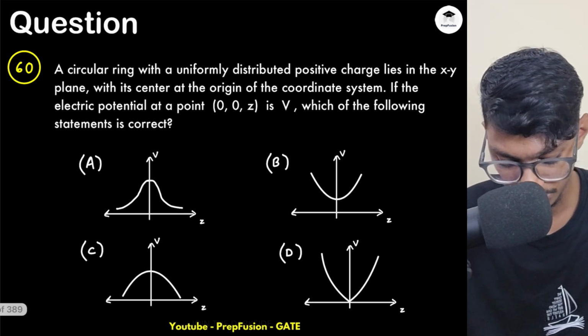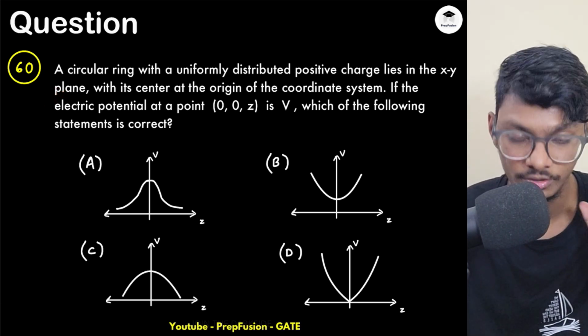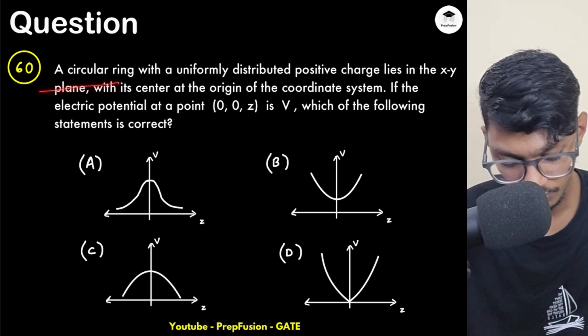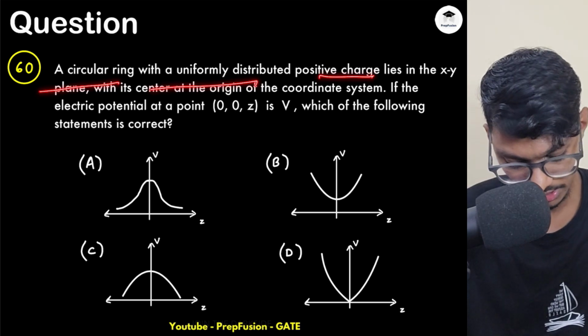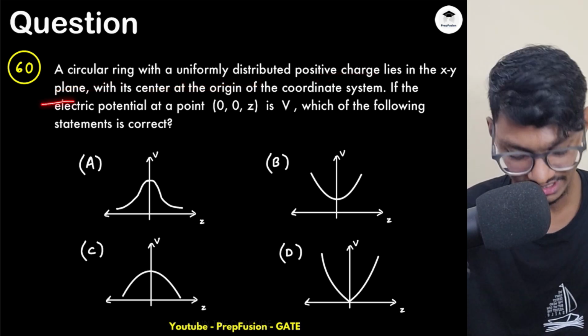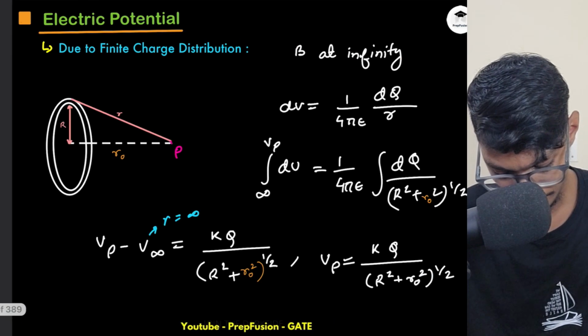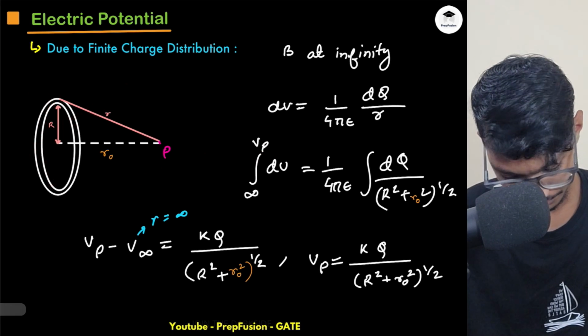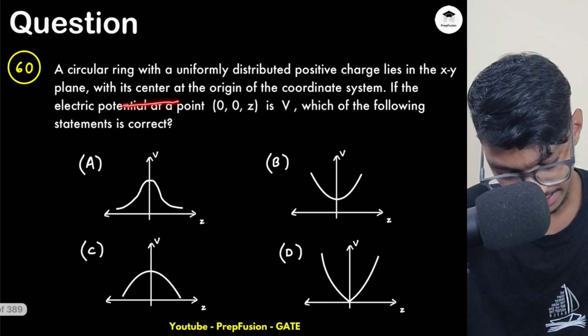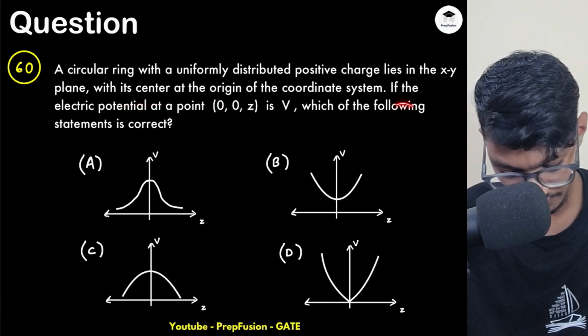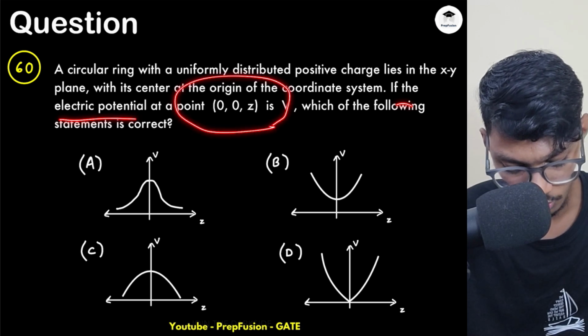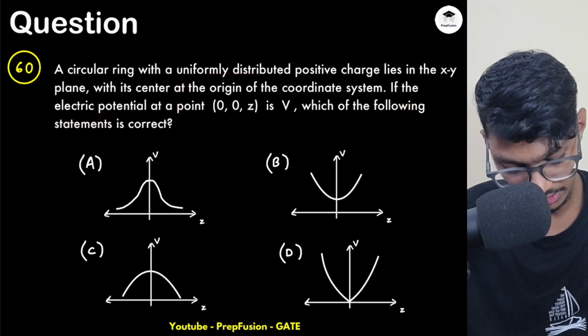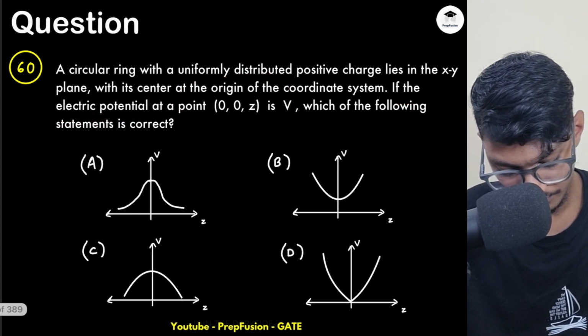So this is a question. Can you do this question for me? Pause the video and do this question. A circular ring with uniformly distributed positive charge lies in the xy plane. So this plane is actually the xy plane, with its center at the origin of the coordinate system. If the electric potential at a point (0, 0, z) is V, which of the following statements is correct?